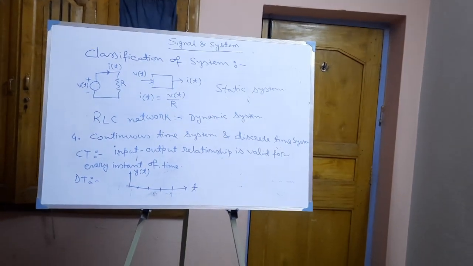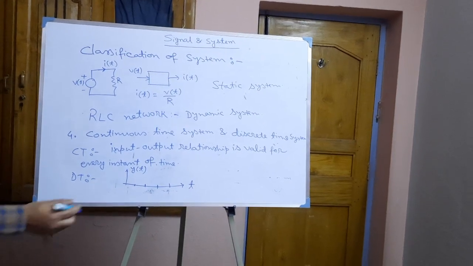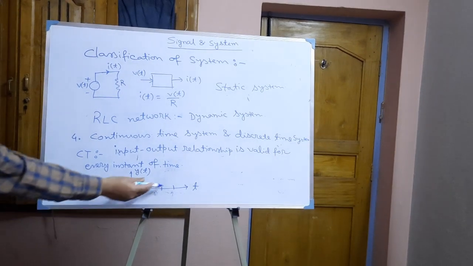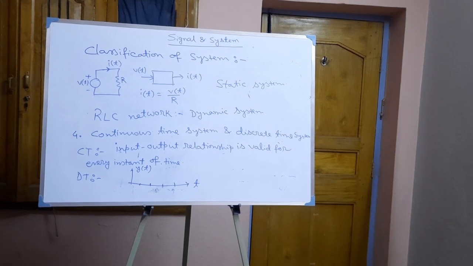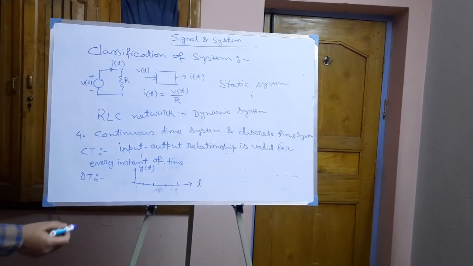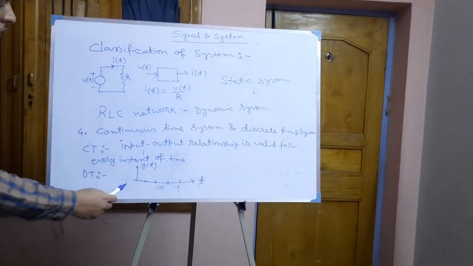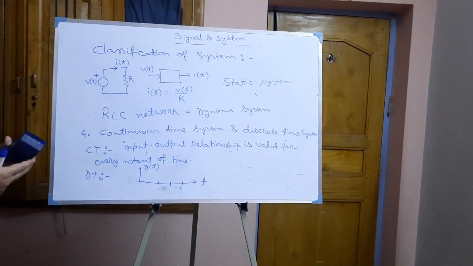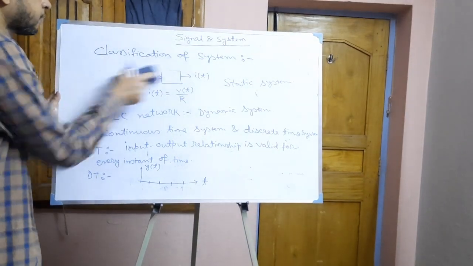Okay. Now, in discrete time system, we are interested to calculate the output only at these instant or these particular times. Okay. The intermediate values may not be available, and even if they are available, we are not interested with this. Okay. Let us take the example of a continuous time system and discrete time system.